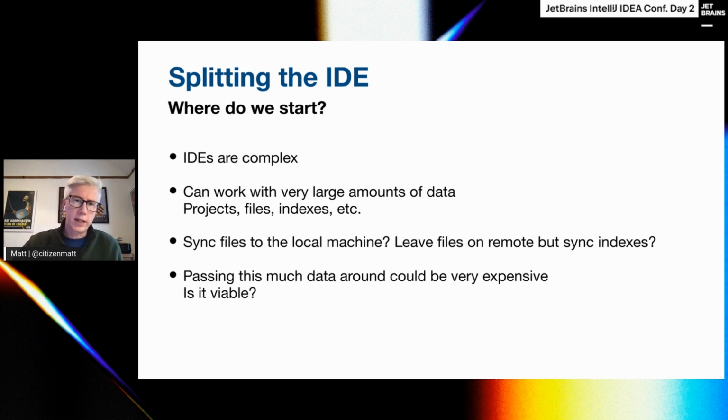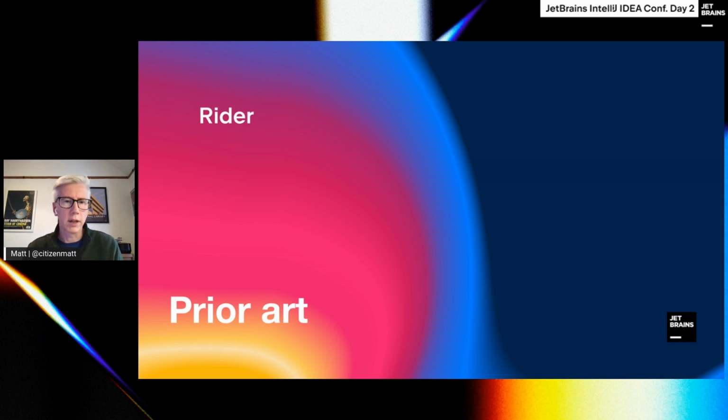Do you want to sync files to the local machine, use some sort of rsync type of thing? Do you want to leave files on the remote machine but sync indexes and do some work on the client to be able to work with that? Or how does it work? And it feels like you're going to have to pass around a whole lot of data, and this could be very expensive. And is this something that you really want to be doing?